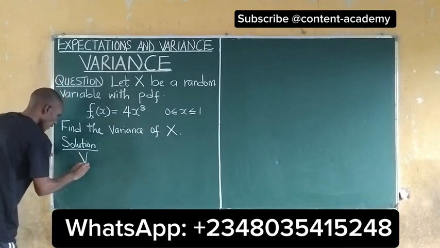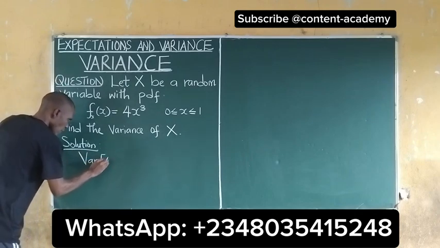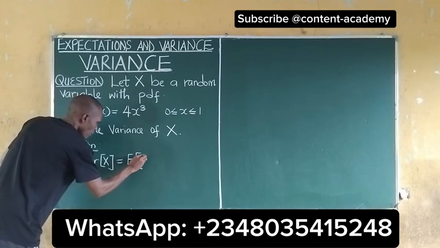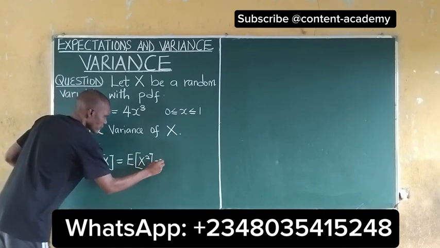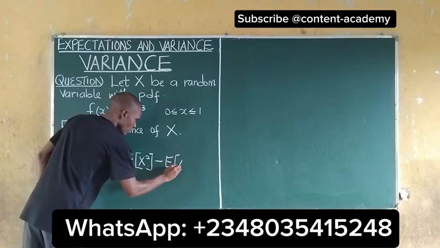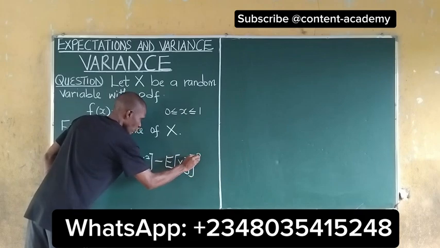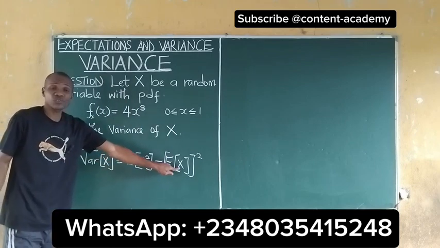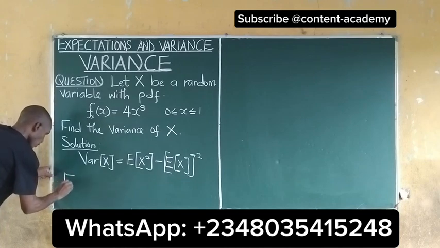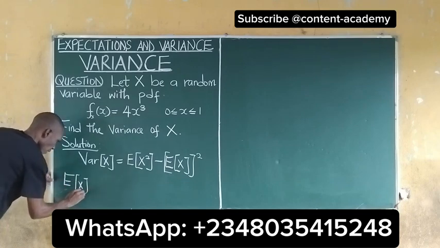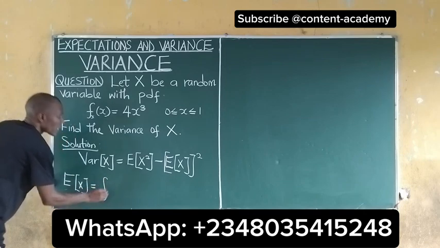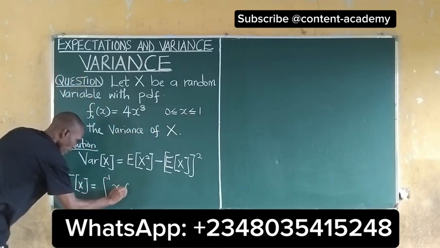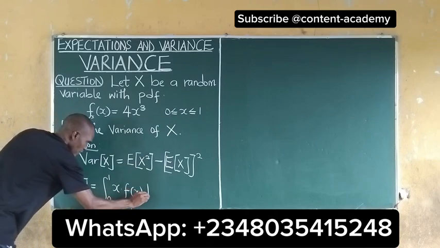Solution. Now, we should recall that the variance of x is equal to the expectation of x squared minus the expectation of x all squared. So the first thing to do, we'll look for the expectation of x. So we say the expectation of x is equal to the integral from 0 to 1 of x multiplied by the PDF, then dx.